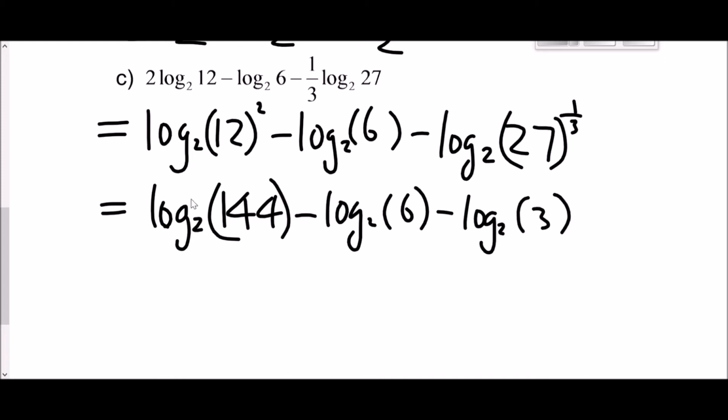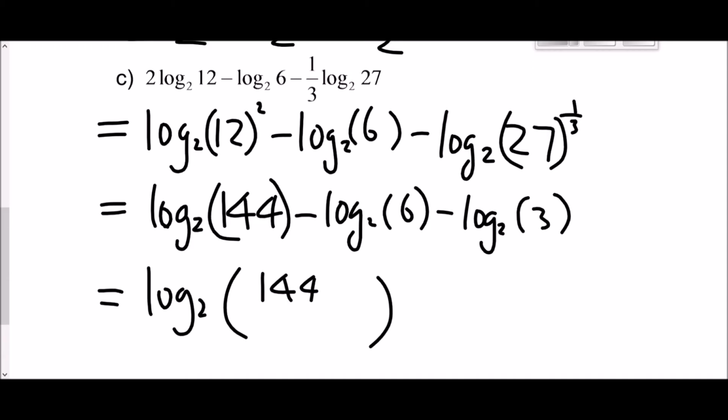Now they all have the same base. We can combine these together. If you look at this, we have divide. So log base 2 of 144 divided by 6, and then divide by 3. You may want to put the 3 on the bottom, but it's the same as putting the 3 here.